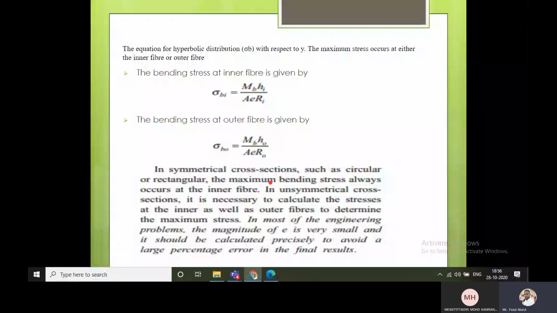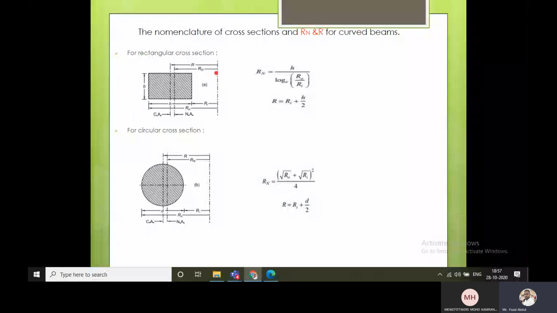Now see, this is based on the cross section. I said just now, based on the cross section, empirical relations are going to change. So in the examination, if you find this kind of cross section, this is a symmetrical one. The Rn value relation is there. Rn is the neutral axis radius: the distance from the center to the neutral axis is Rn.